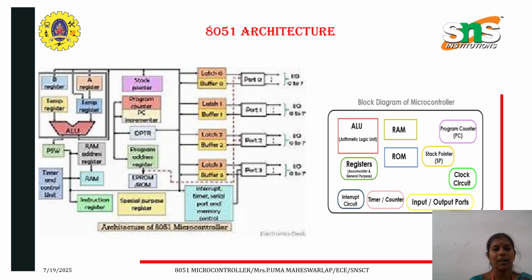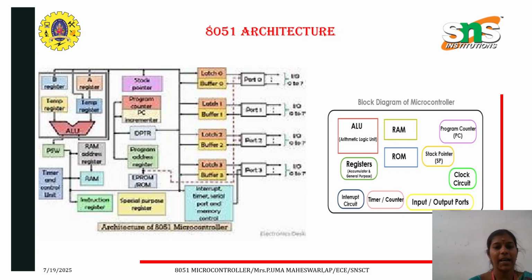This is the basic architecture. We'll see it has the A register and then the B register, temporary register, and then PC, DPTR, everything, EEPROM, RAM, instruction registers, PSW, and then timer and control unit, everything is there. Coming to the right side, you will have latch 0, 1, 2 and 3, and these are connected to your port 0, port 1, port 2 and port 3.